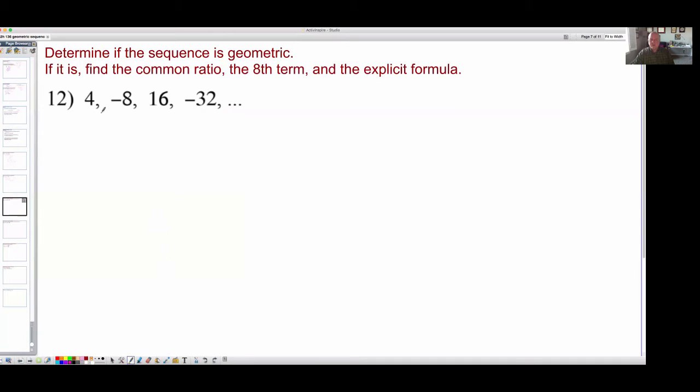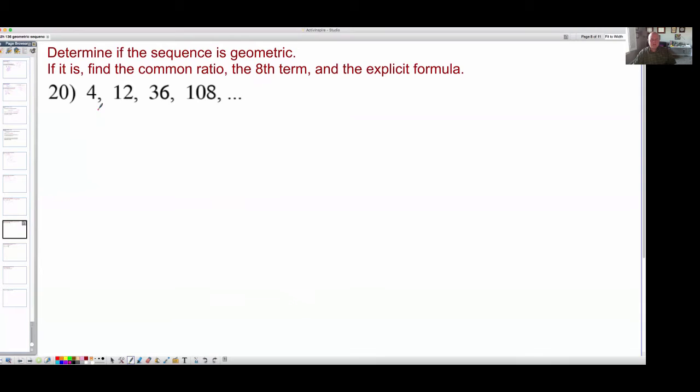It looks like we're multiplying by negative 2 each time. Can you see that that's what that is? So a sub n is equal to my first term times negative 2 to the n minus 1. And it's that easy, but it's easier if I show it to you. Now, to find the eighth term, this is the explicit formula. To find the eighth term, I'll plug in 8 for this and see what that comes out to. The common ratio is this one, explicit formula.